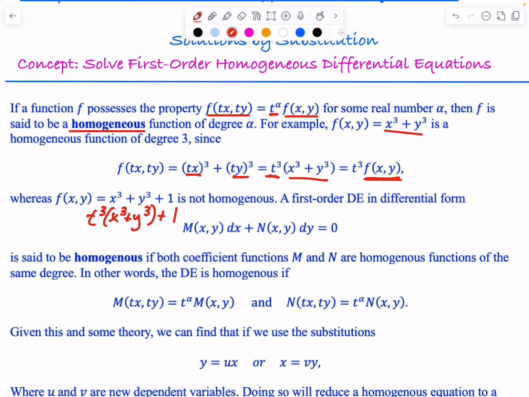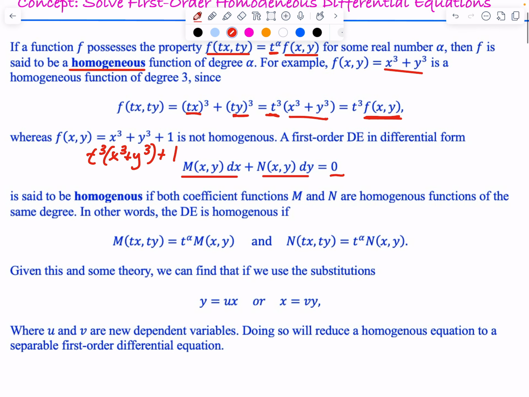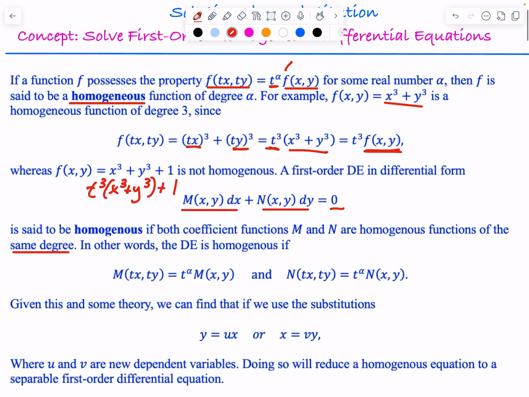Now, if a first order differential equation is in differential form, meaning some function of x and y times dx plus some function of x and y times dy equals 0, it is said to be homogeneous if both functions, M and N, which are called coefficient functions, are homogeneous functions of the same degree. When I check if they're homogeneous, the alpha in our definition is the degree, so it needs to be the same for both.